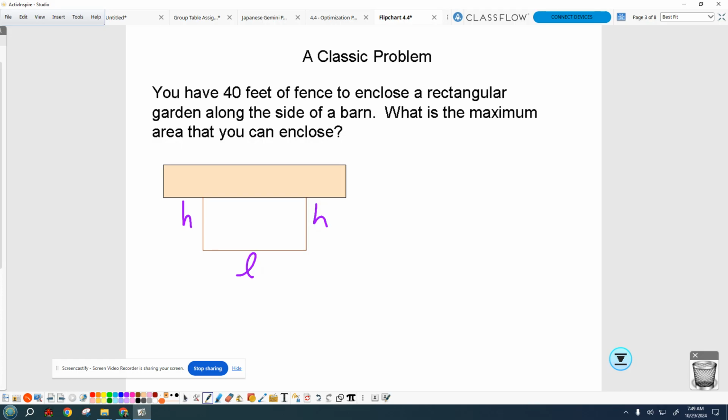So what else do we know from what's been told? Naomi, you were going to say something? I guess the perimeter would be L on the other side, and then the 3 sides. Okay, so she's saying the perimeter that we know, we have 40 feet of fence, so all the edges need to add up to 40, which is 2 H's and 1 L. Okay. What do we want to have maximized or minimized?